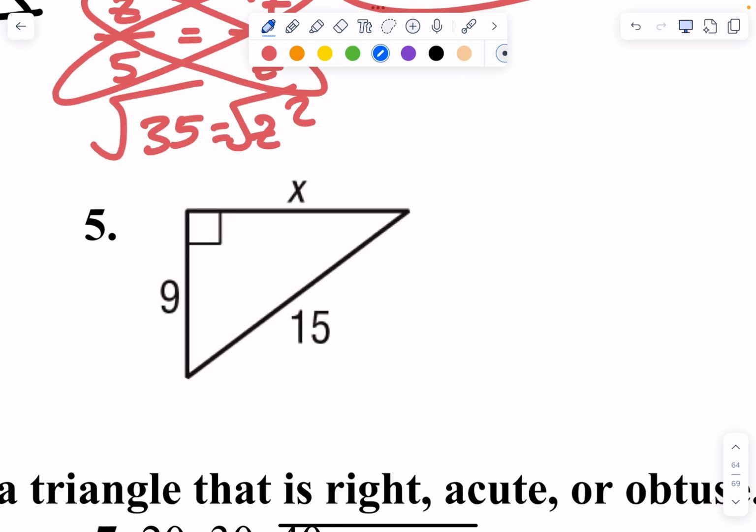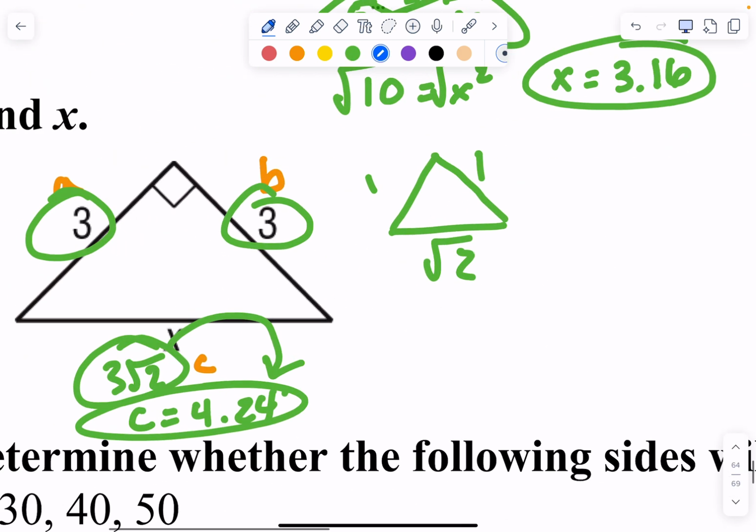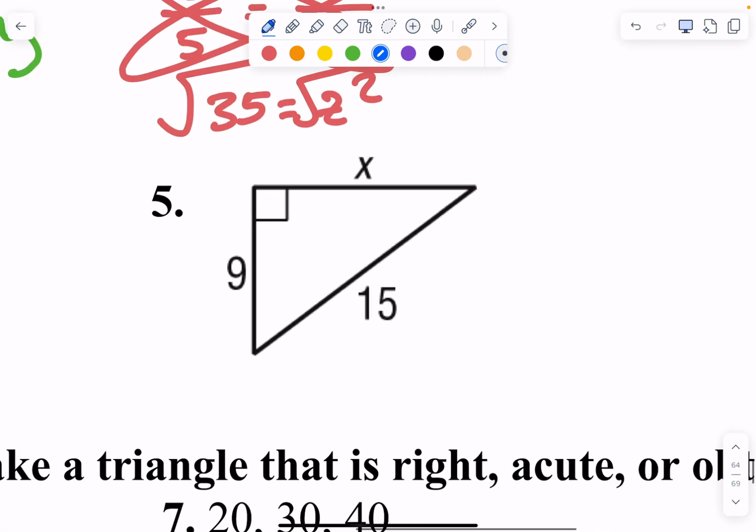You found C, not X, because you said C equals. Oh, I'm sorry. X equals. We'll rename him. Okay? All right, number 5. Can you use a squared plus b squared equals c squared? How come? 9 squared. It's a 3, 4, 5. He is a perfect right triangle. He is a 3, 4, 5.